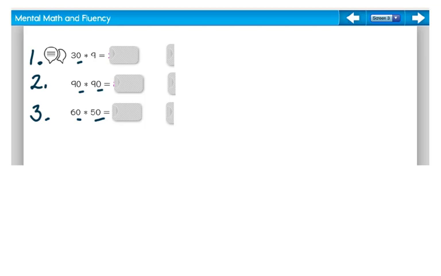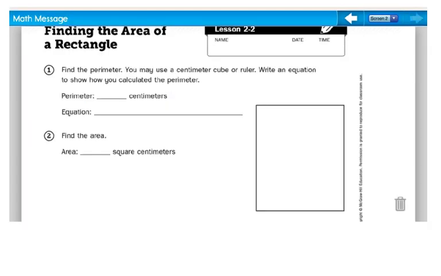Number 1, 3 times 9 is 27, and then 1 zero behind. The product is 270. 9 times 9 is 81. Add 2 zeros on the end, and the product is 8,100. 6 times 5 is 30. Then you add on 2 zeros after the 30 to get 3,000.